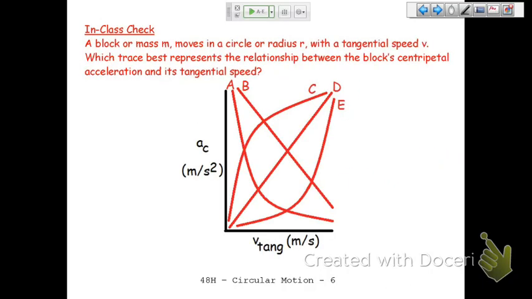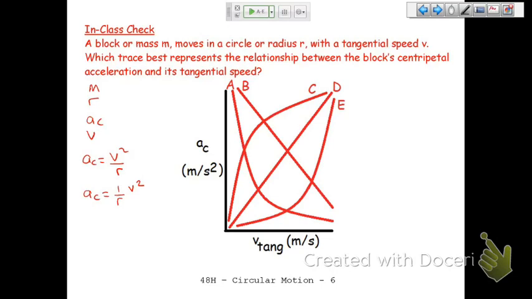A block or mass moves in a circle of radius r with tangential speed of v. What trace best represents the relationship between the block's centripetal acceleration and the tangential speed? So I want to say, what am I looking at here? I've got mass, and r, and AC, and v. Oh yeah, AC equals v squared over r, yes? And I am plotting, so AC is equal to 1 over r times v squared.